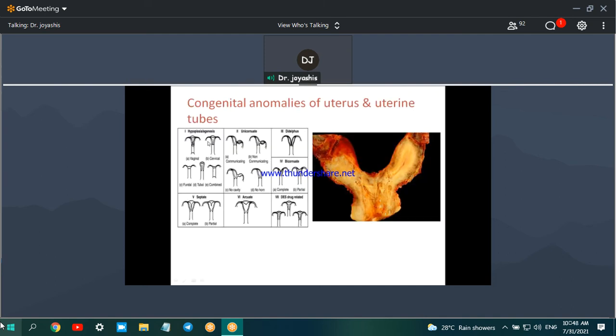In the congenital anomalies of the uterus, in the bicornuate uterus, there may be hypoplasia or agenesis, vaginal hypoplasia. This is a unicornuate uterus, which is communicating. This is the bicornuate uterus, this is the septate uterus, with complete separation here, complete septation, and this is a partial septate uterus. This is the arcuate uterus.